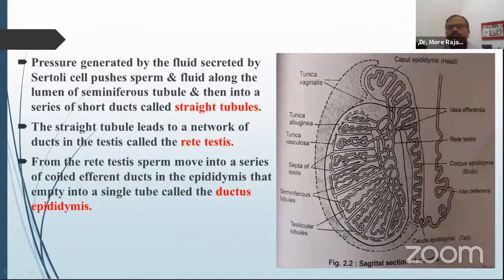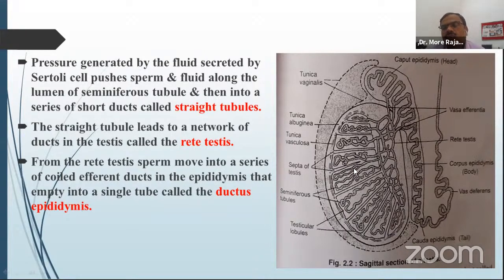Now here again the detailed structure of the testes is shown in the sagittal section. This is the scrotum, and inside the scrotum the muscular layer is present. It is called the tunica albuginea, and the innermost layer is the tunica vasculosa. If you observe the testes in the sagittal section, it shows smaller compartments inside due to the formation of septa. Due to the septa, compartments are formed, and in each compartment a highly coiled tubule is present. It is called the seminiferous tubule.